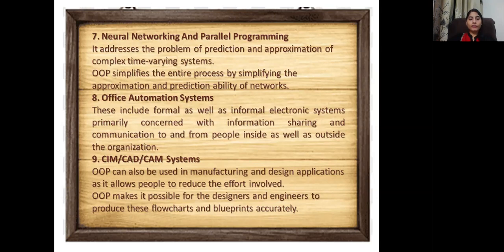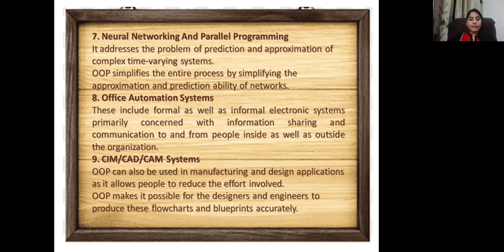Eighth point is office automation systems. These include formal as well as informal electronic systems primarily concerned with information sharing and communication to and from people inside as well as outside the organization. Some examples are email, word processing, web calendars, desktop publishing.